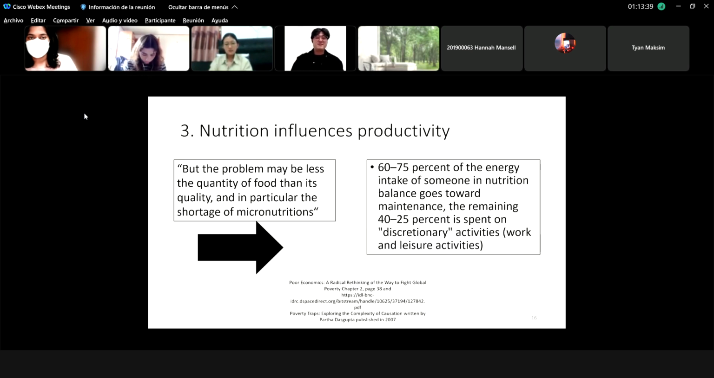But if we go back again to the vicious circle, that people who are not able to eat enough are less productive, then that will also affect how much food they can buy. There was another research paper, and they said that 60 to 75% of the energy intake of someone in nutrition balance goes towards maintenance, and the remaining 40 to 25% is spent on discretionary activities like work and leisure activities. So it's also really important to still focus on those remaining 40 to 25%, because this gives people the power, with really intense construction and agricultural jobs, to still work and try to get out of the poverty trap.